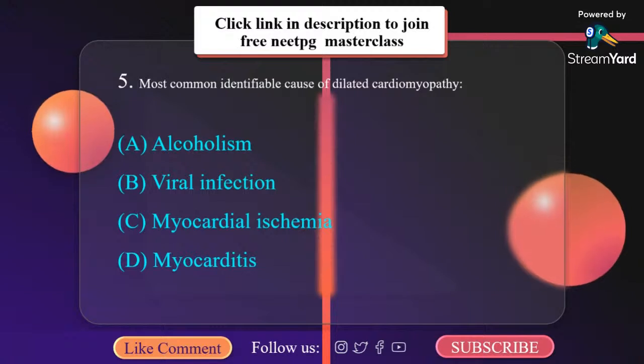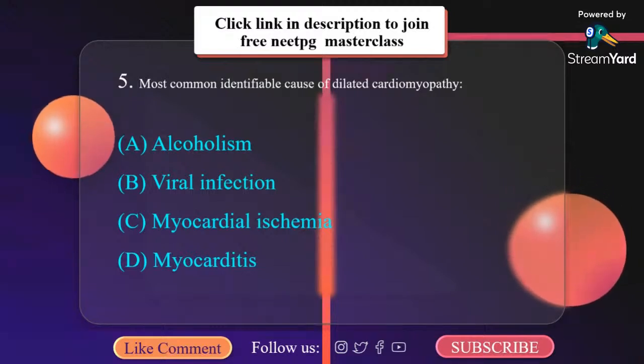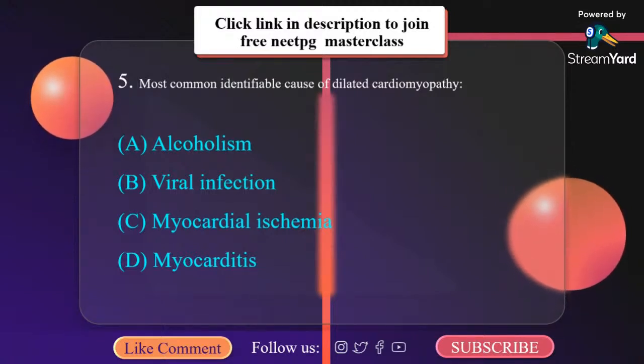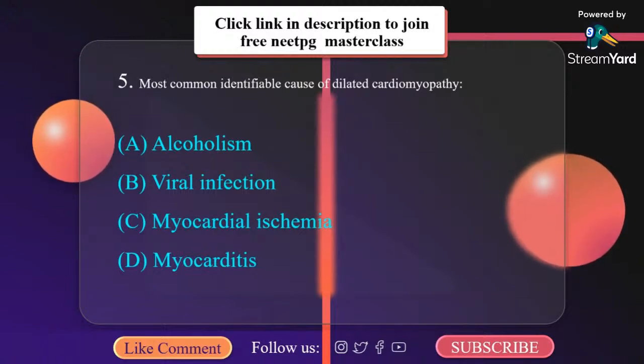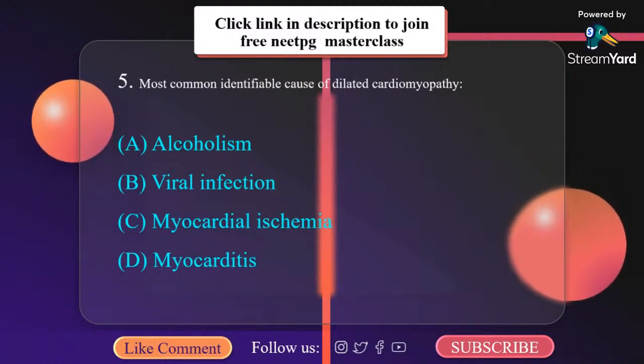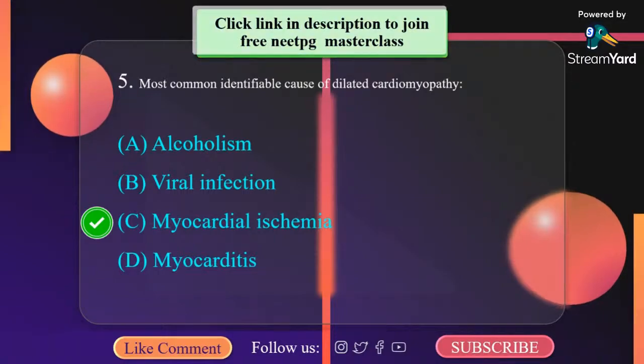Most common identifiable cause of dilated cardiomyopathy is A. Alcoholism. B. Viral infection. C. Myocardial ischemia. D. Myocarditis. The correct option here is myocardial ischemia.